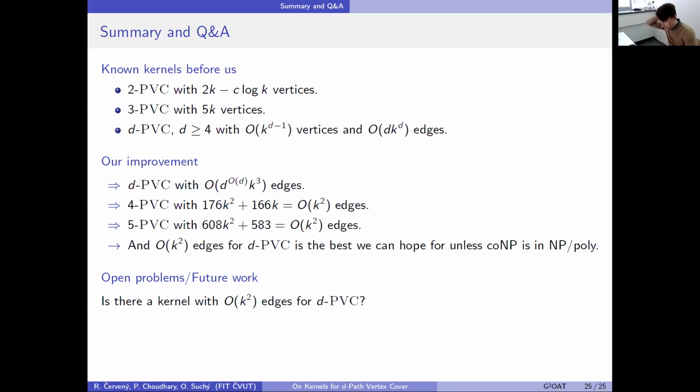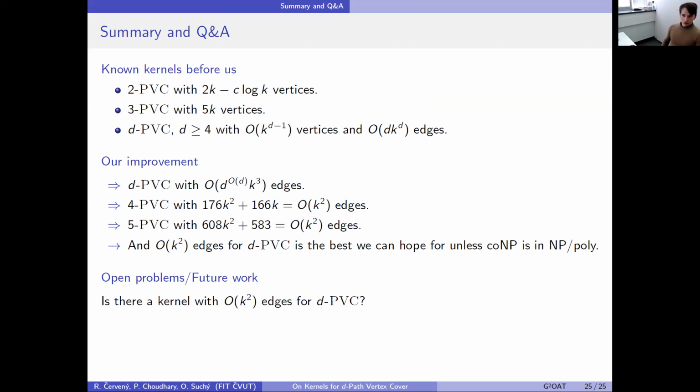So let me sum it up really quick. For 2-PVC and 3-PVC, linear kernels are known. Nothing better. You can just improve these constants here, but asymptotically they are optimal. For dPVC with d greater than 4, only the general kernel from d-hitting set was known, and we improved on that by removing the exponent dependence on d, and we just put a nice 3 in there. And we further reduce the number of edges for the cases of 4 and 5 PVC.